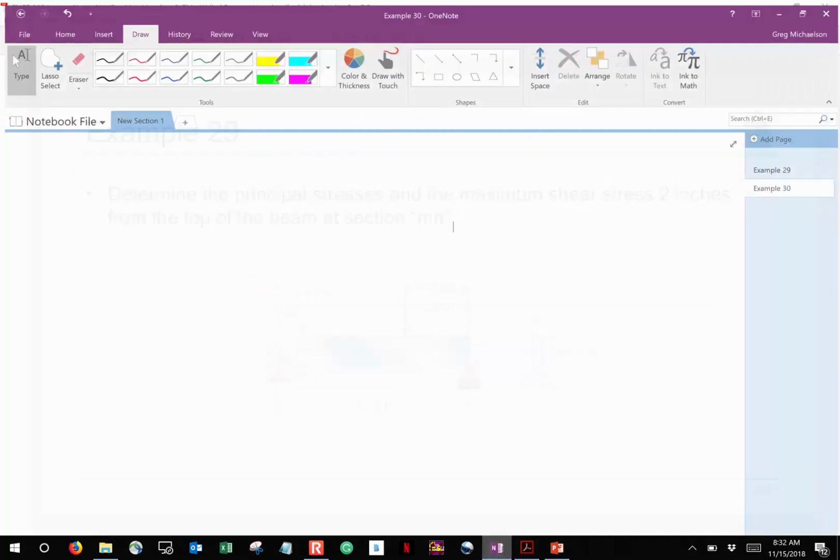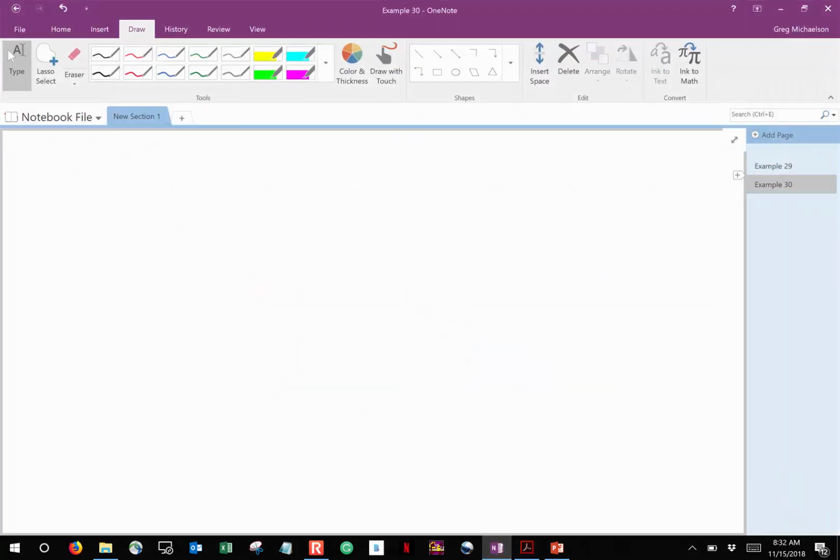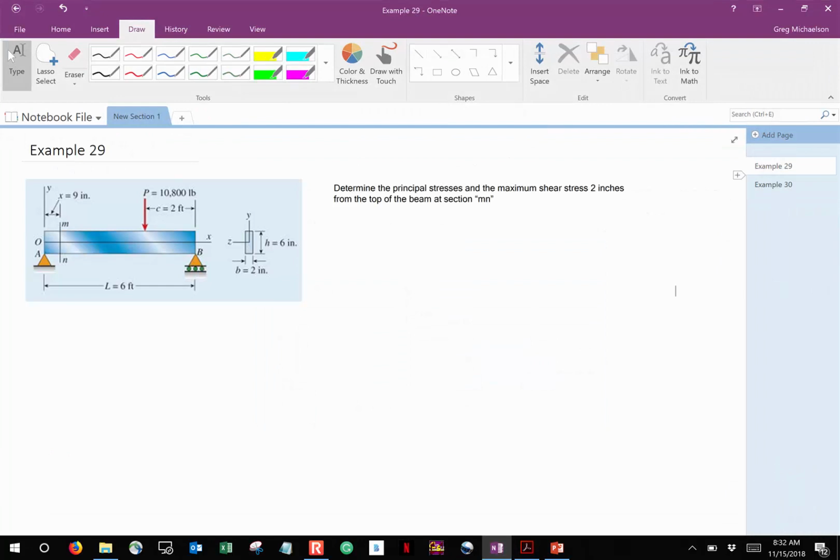So I'm going to pull up this notebook here. Let me go to example 29. Okay, so I have a beam here. The beam is subjected to a point load that's not quite at midspan. It's a little bit off to the right from midspan. And we have here the properties of the beam.